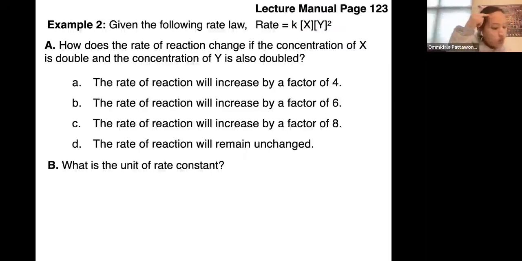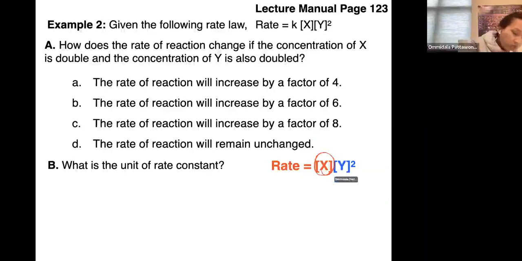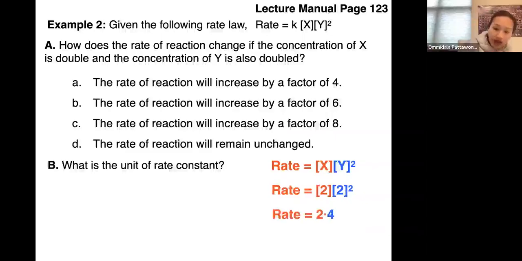All right, so in this case, you will need to look at how changing x and y would affect the rate. Looking at this rate expression, we know that the rate is directly proportional to x, and also directly proportional to y squared. So that means if you double x and also double y, you are going to increase the rate by a factor of 8. So in this case, C would be the answer.